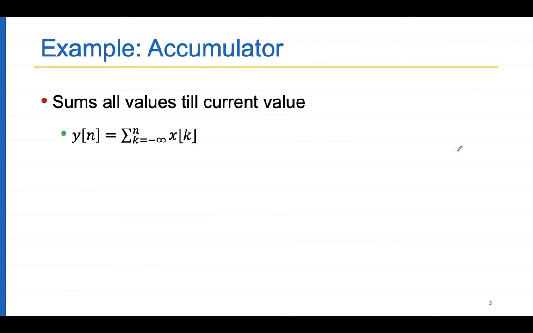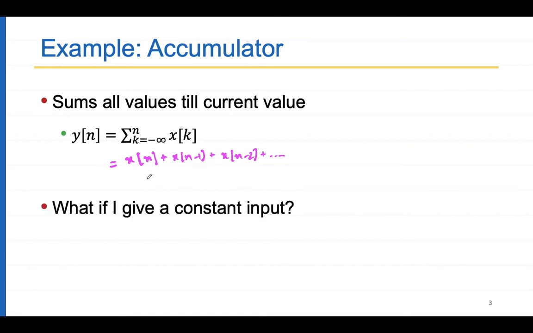Another example of a system is an accumulator. What is an accumulator? It sums all the values till the current value. So this will be equal to x of n plus x of n minus 1 plus x of n minus 2, and so on up till infinity. But actually, if your input is finite, then you can assume that all previous values were 0, and then your y of n will also be finite. What if I give a constant input?